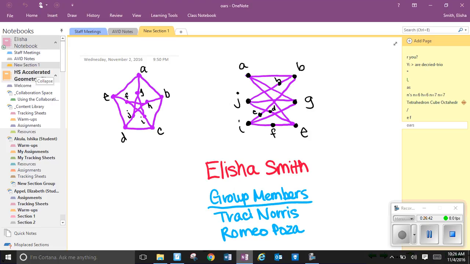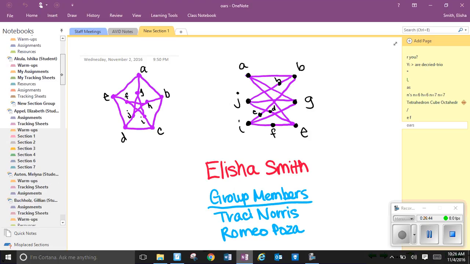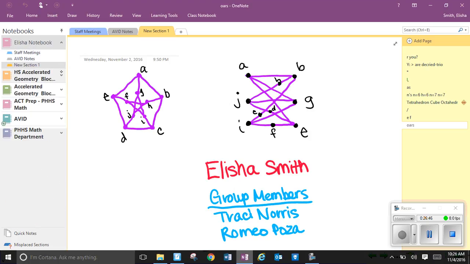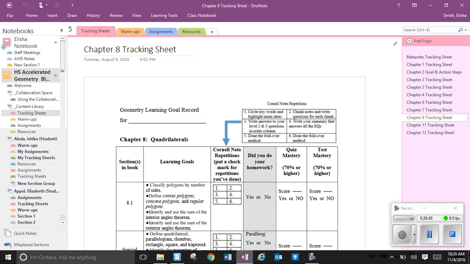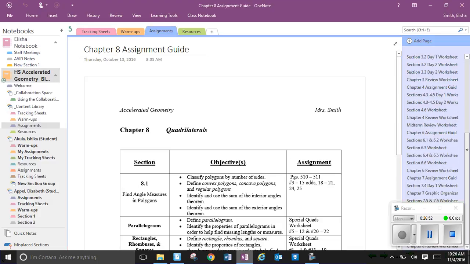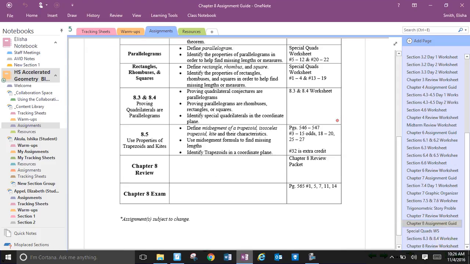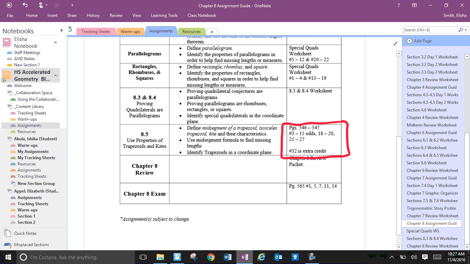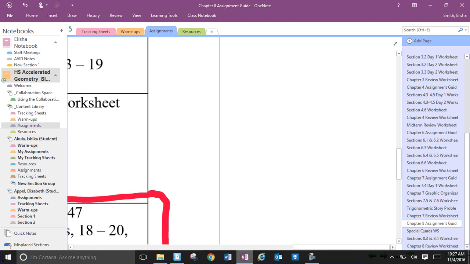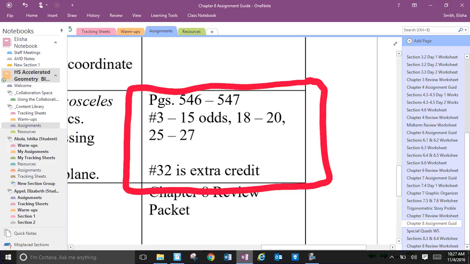That's my homework that I do for my college class. Let's see here. Let me pick assignment, chapter 8. Okay. So here is your assignment. It is on your OneNote, so that's your assignment.